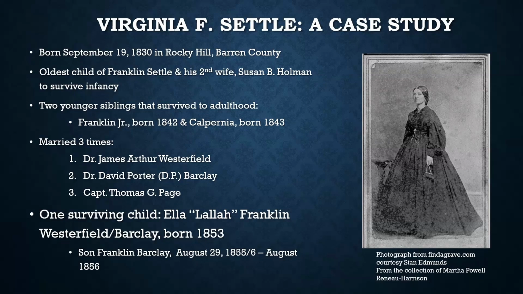So Virginia was married three times. First to Dr. James A. Westerfield. Second to Dr. David P. Barclay, and then third to Captain Thomas G. Page. And she had one daughter, Ella, who later went by Lala, Franklin Westerfield Barclay, and she was born in 1853. And then she and her second husband appear to have had an infant son. It's unclear if the son was born in 1855 or if he was born in 1856, but he did appear to die as an infant.